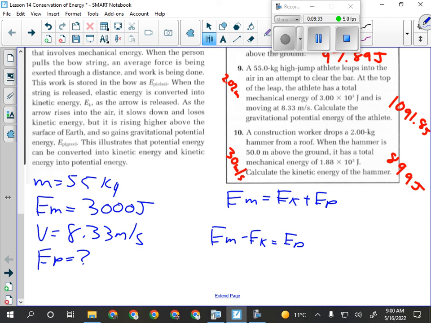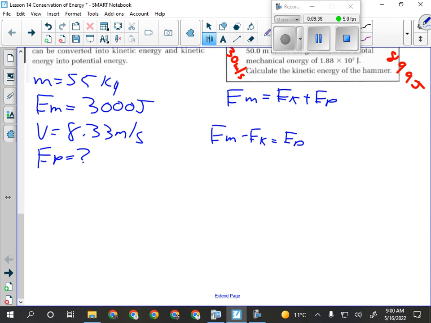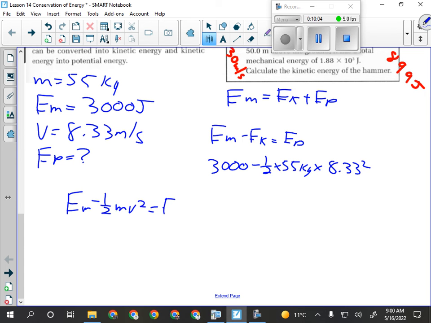So when I'm plugging in my numbers here, that's going to mean I'm going to go 3,000 joules minus 1/2 times 55 kilograms times 8.33 squared. So all I did was this, guys. I went mechanical energy minus 1/2 mv squared equals EP. So that's what this is right here.